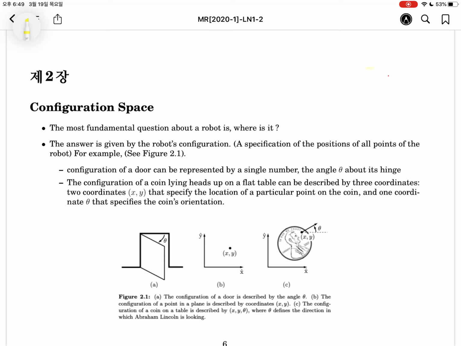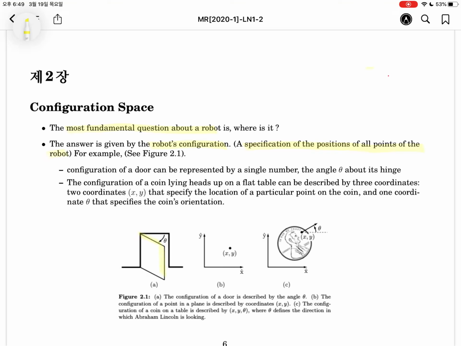Okay, second topic is about the configuration space. The most fundamental question about the robot: where is it? Okay, the answer is given by the robot configuration. Robot configuration is the specification of the position of all the points of the robot.